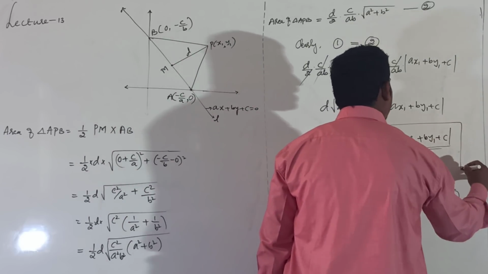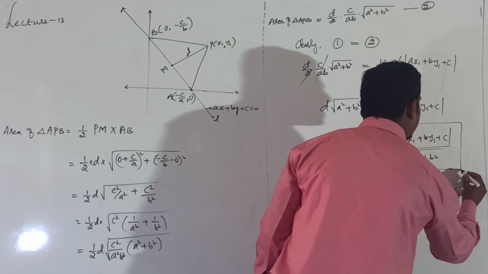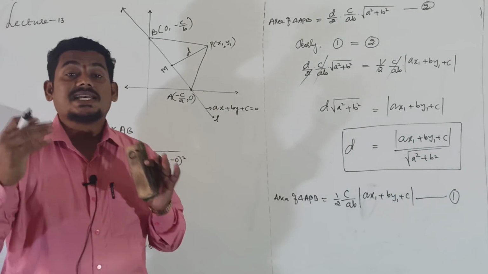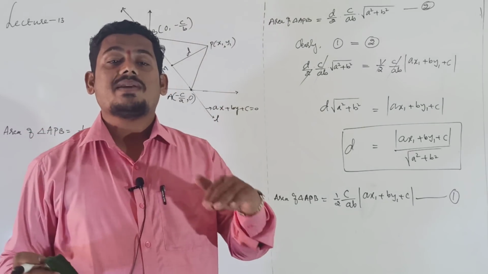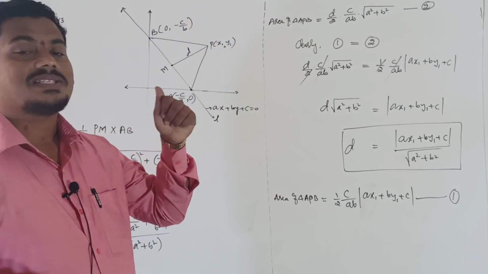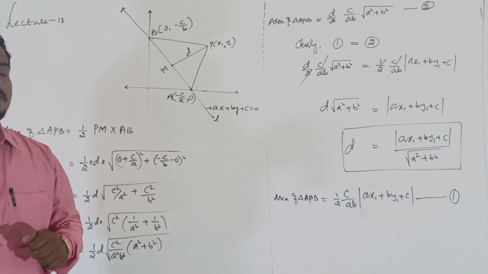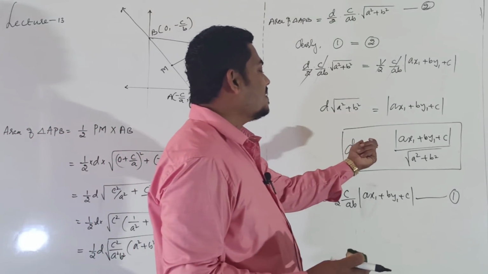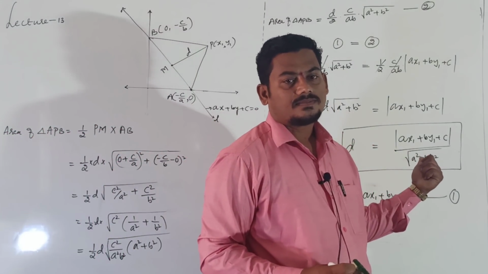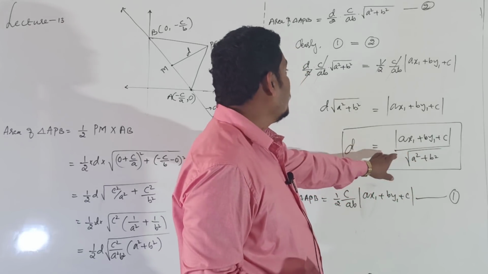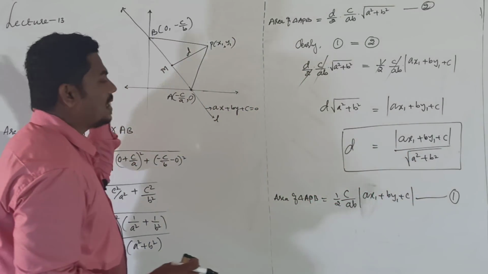This is the formula for finding the distance between a point and a line. Distance of a point x1 comma y1 from the line ax plus by plus c is this. It gives the distance between the point and the line.